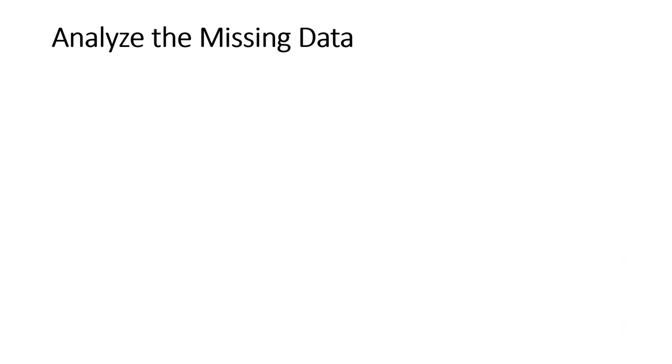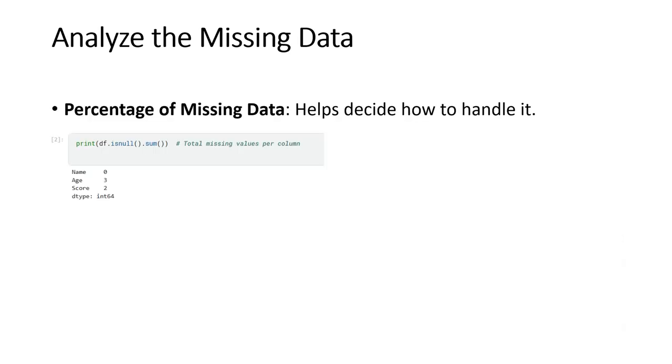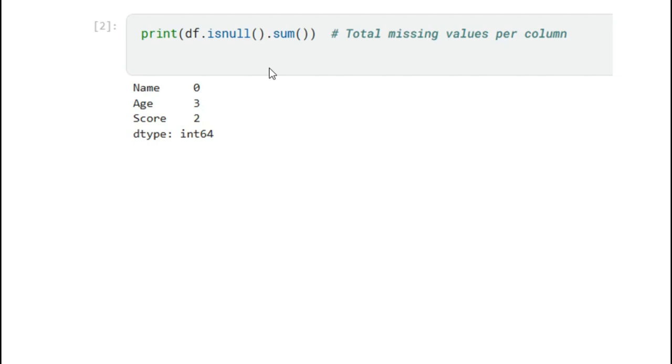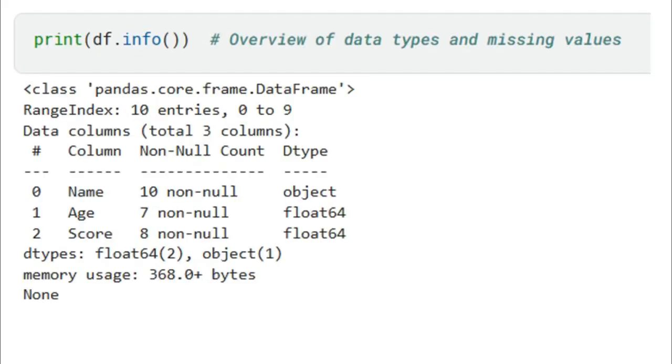How can you analyze the missing data? Through the isnull().sum() method we can check how many entries inside each column are null. For example, inside the age we have 3 null values, inside the score we have 2 null values, and similarly through dataframe.info it shows us all the information. For example, the non-null values inside the name are all not null, inside the age we have 7 values that are not null, and similarly for the score.